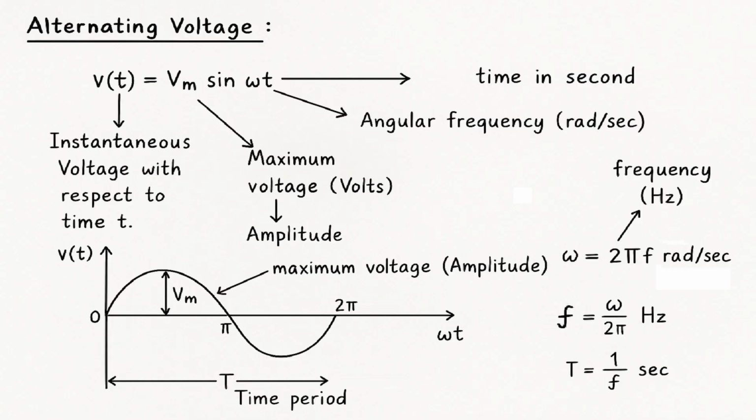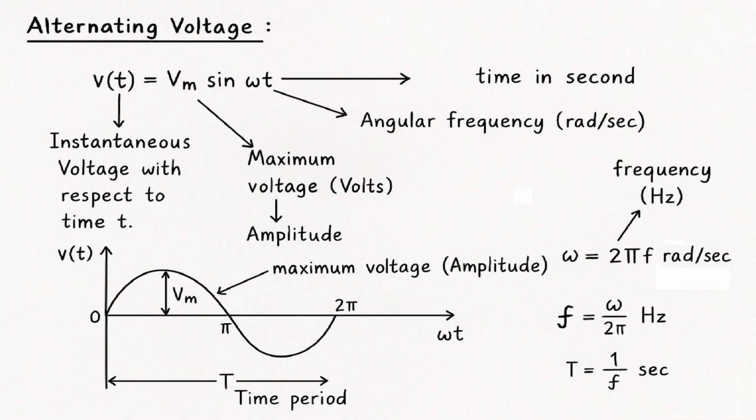Now, let's look at the heart of our diagram, the mathematical formula that perfectly describes this behavior, v of t equals Vm sine omega t. I know, seeing a formula can be intimidating, but think of it as a recipe. It's a precise set of instructions that tells us exactly what the voltage is doing at any moment in time. Let's break down each ingredient of this recipe, one by one.